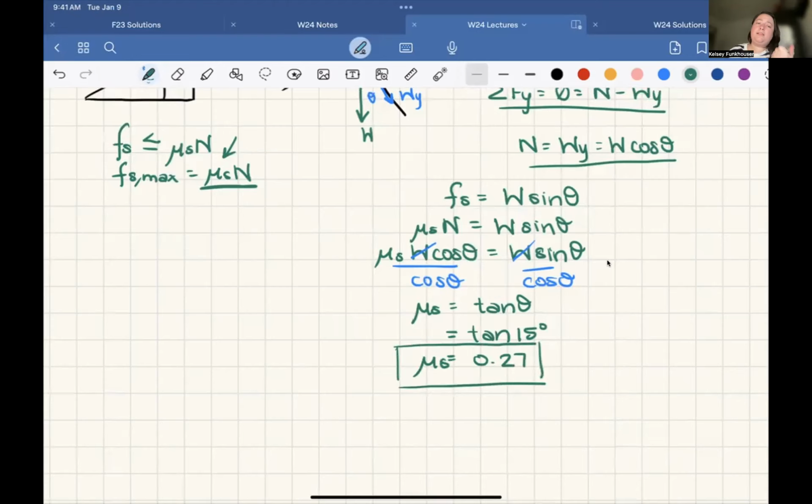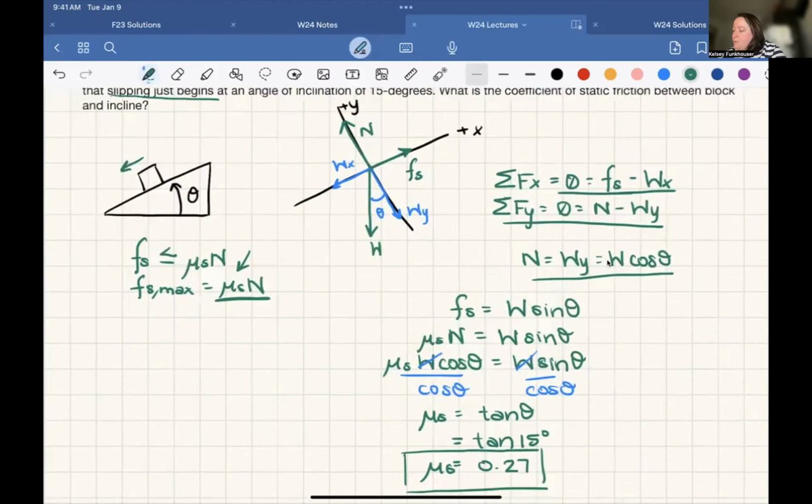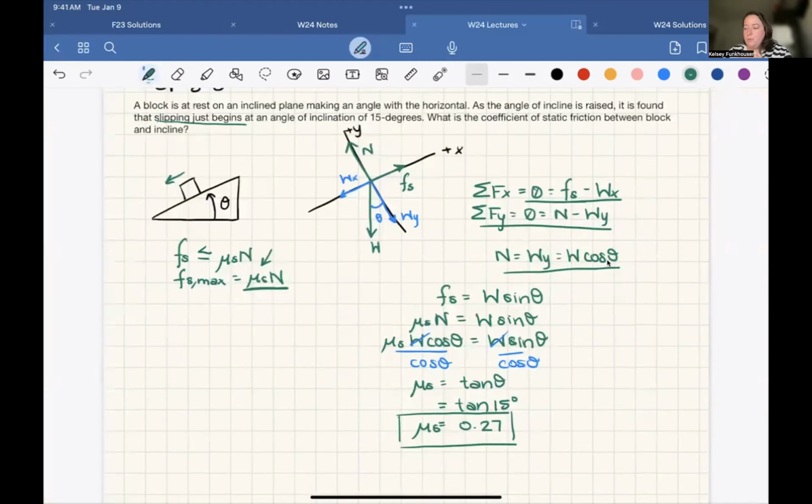And also they should be less than 1 and not negative. I am pretty sure about that part. So briefly, we had an object on an incline. We're told it just begins to slip when the incline is at 15 degrees. So that's telling us that at 15 degrees is when it's at its maximum static friction force.